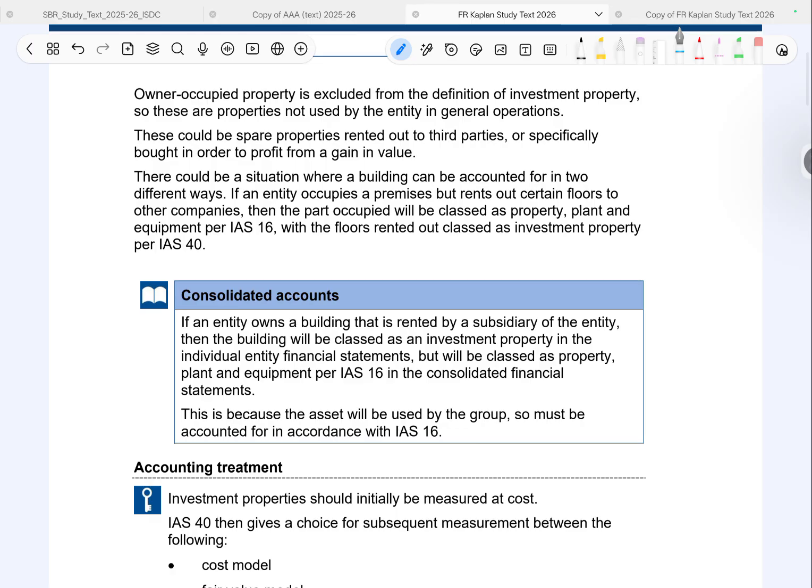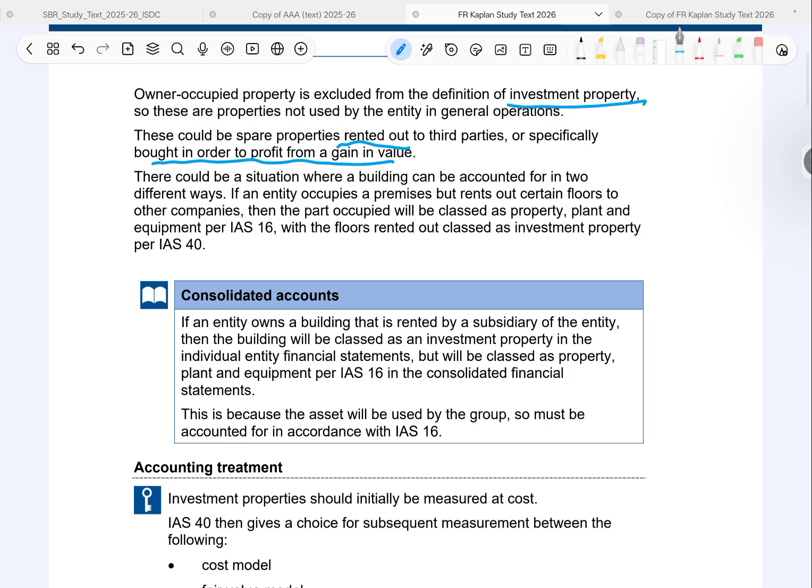Maybe you bought a building thinking that this building has potential, but if you're using it for your office use or your administrative use, then you cannot include it as investment property. These could be separate properties rented out to third parties or specifically bought in order to profit from a gain in value. So yeah, you can rent it out, or you just bought it in order to profit from it. There could be a situation where the building can be accounted for in two different ways.